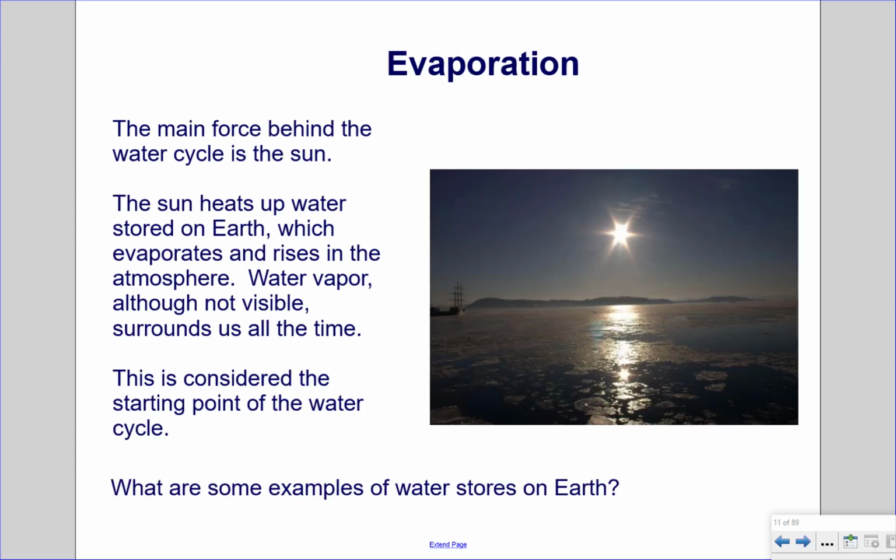Evaporation. The main force behind the water cycle is the sun. The sun heats up water stored on Earth, which evaporates and rises in the atmosphere. Water vapor, although not visible, surrounds us all the time. This is considered the starting point of the water cycle. What are some examples of water stores on Earth?